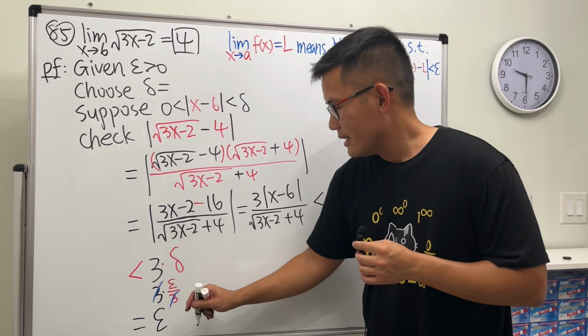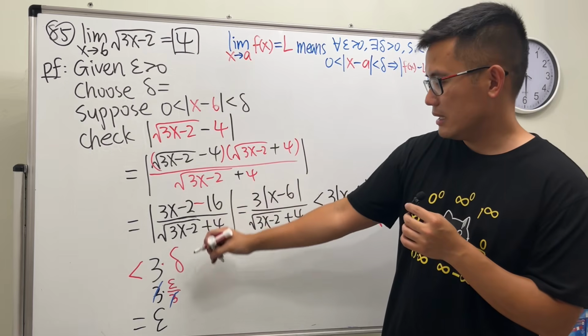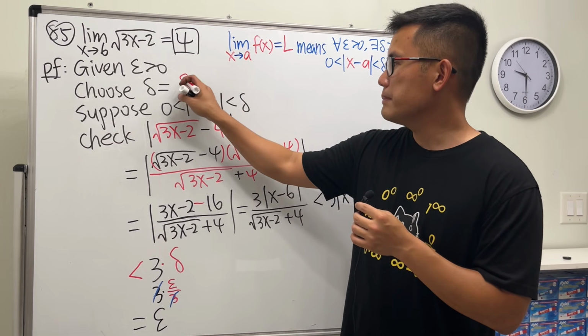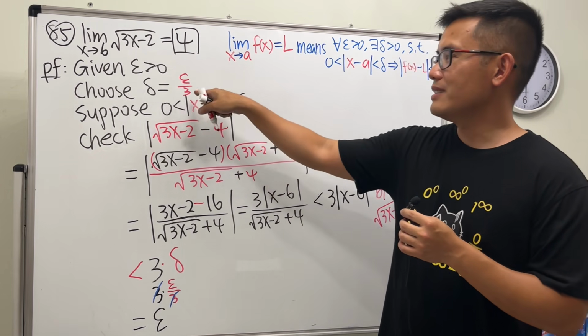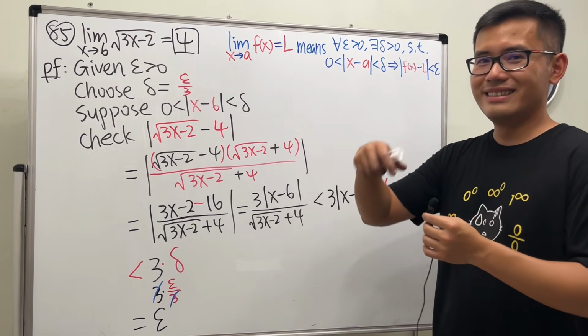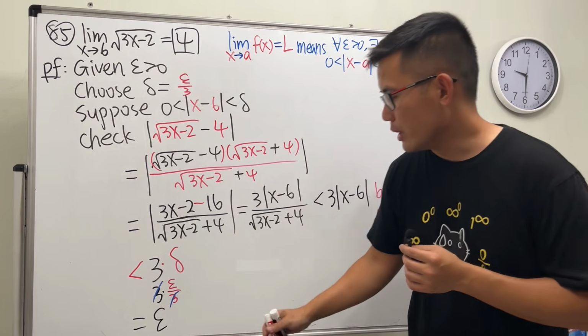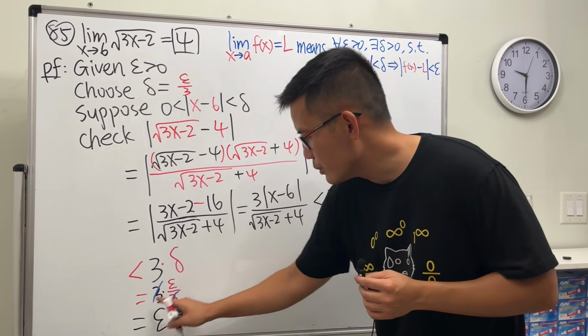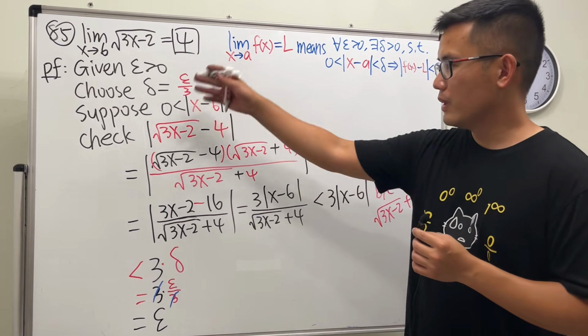So we come back here and then say delta is equal to epsilon over 3. This is so cool. This is symmetric if you rotate 180 degrees. Yeah, anyway, delta is equal to epsilon over 3, and then we are done.